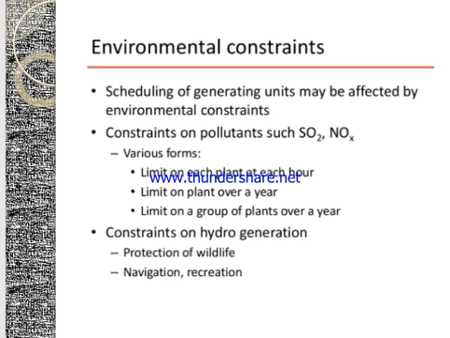While considering environmental constraints in the scheduling of generating units, if they are subject to pollutants like SO2, NOx, etc., there are various forms of constraints, like a limit on each plant at each hour, a limit on a plant over a year, and a limit on a group of plants over a year. Also, protection of wildlife, navigation, and recreation has to be considered for hydro generation. All these constraints together with the cost optimal objective function put upon the minimum cost optimization in the case of unit commitment.